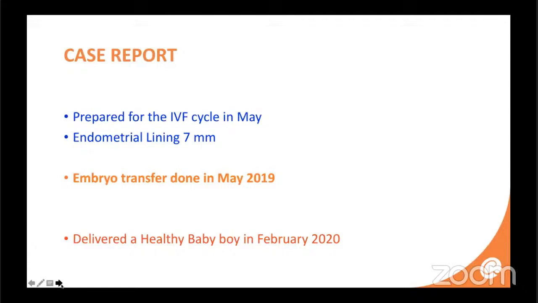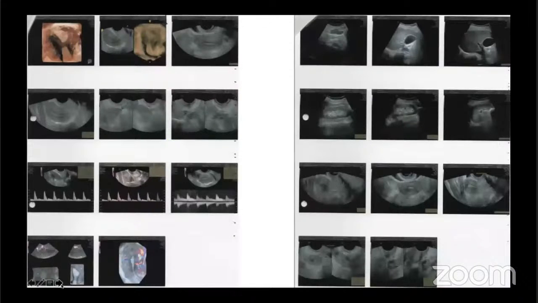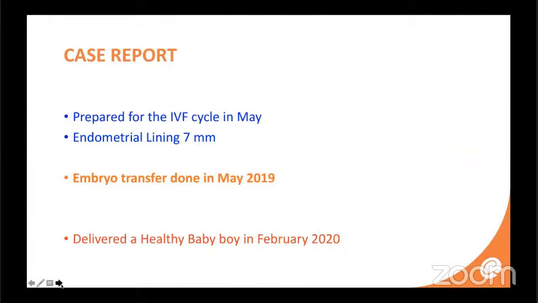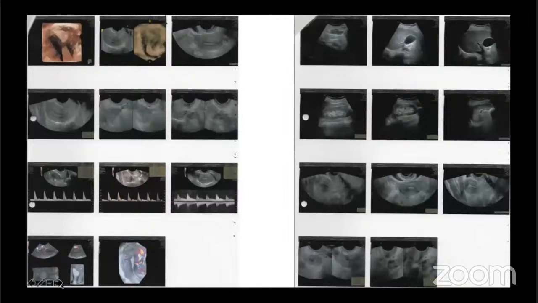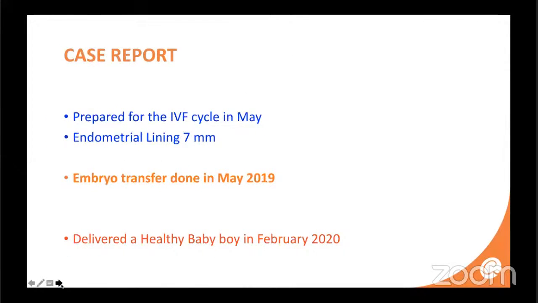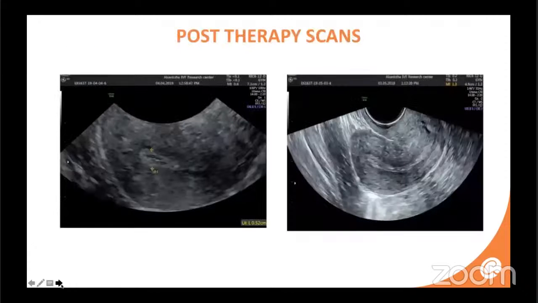That is, we did this procedure of inserting the stem cells into the uterine artery spiral arterioles, after which the lining developed up to 7 millimeters, and after which the embryo transfer was done in May 2019. And ultimately, the consequence was delivery of a healthy baby boy in February 2020.